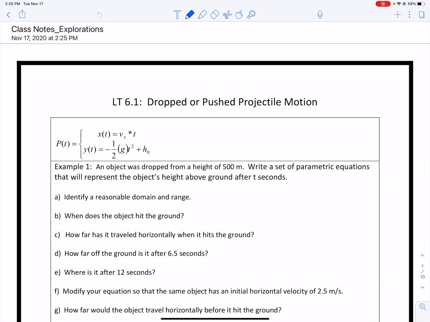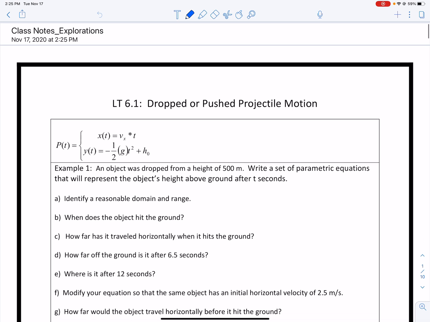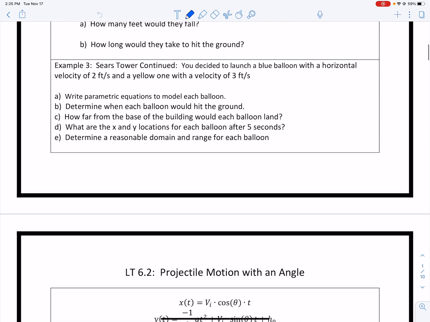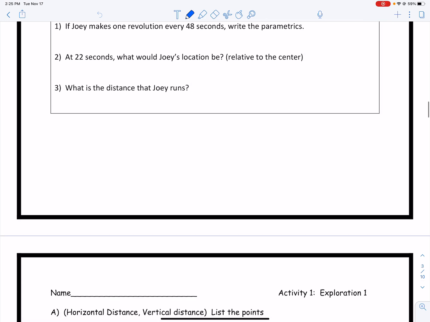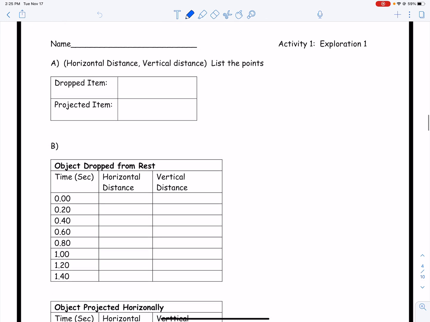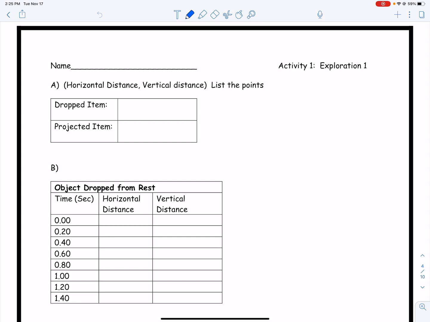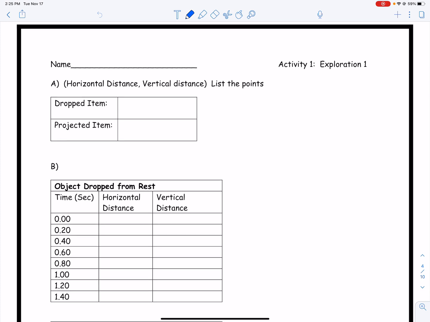All right, so this is the class notes and exploration, and we're going to do the activity 1 exploration. So this is the top. When you open it, you come here, and so these are our examples. And then if you come down here, you get to the activity 1 exploration. So what I would like you to do in the textbook, on page 181, it says activity 1 exploration, and you're going to do this exploration.